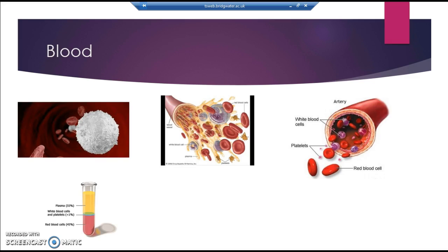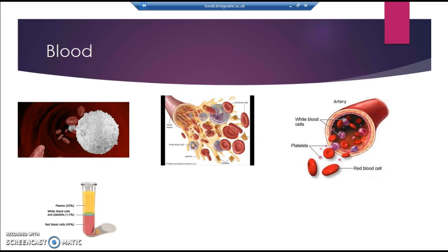Just going back to the white blood cells, normally there's a nucleus and then a circle around it and then dots around it, or it can be different shapes. You've got the leukocytes, or the granulocytes.